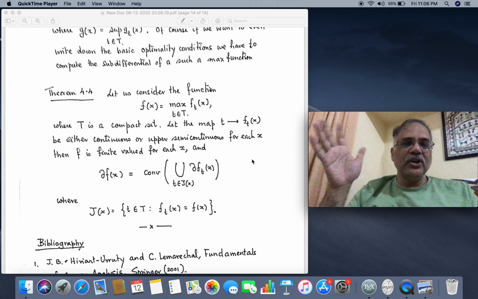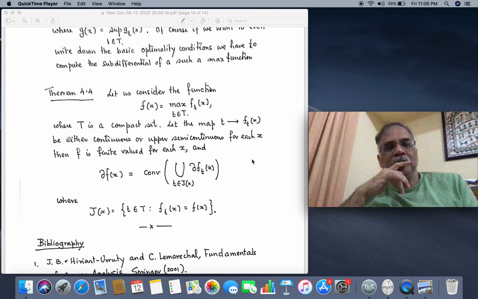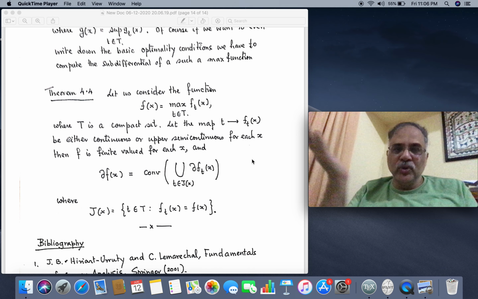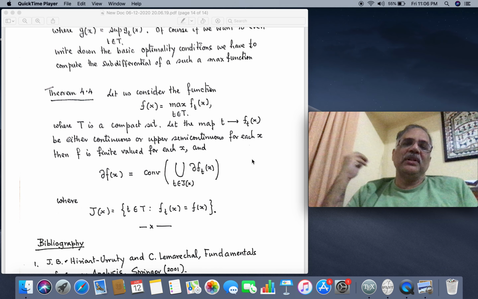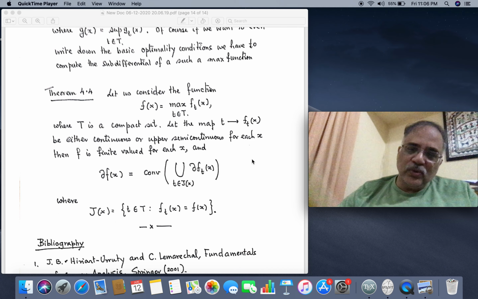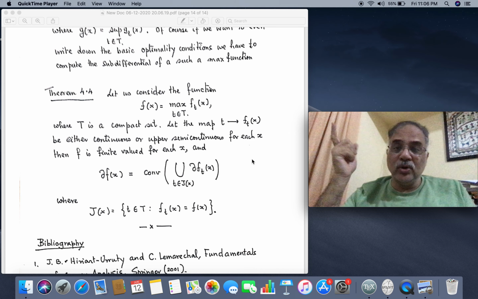So consider a function f(x) equal to max over t in T of f_t(x). This is now a very common result. I can put many books as a reference to this. I'm just saying that Hiriart-Urruty and Lemaréchal is my personal favorite, so I would like to talk about this. Also, you can look at Ruszczynski's book on nonlinear optimization.